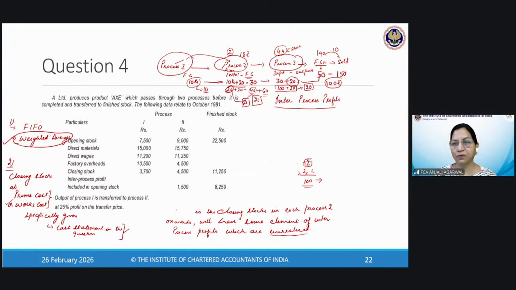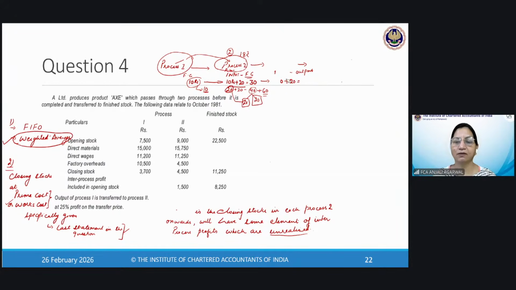I'm sure by now you know what prime cost and works cost are. You've done the cost sheet, I hope, which means prime cost is material, labor, and direct expenses, whereas valuing at works cost means material, labor, direct expenses plus factory overheads or manufacturing overheads, and then you subtract the closing stock. That means you are valuing your closing stocks at works cost. This will create a huge difference whether the stocks are valued at works cost or at prime cost.